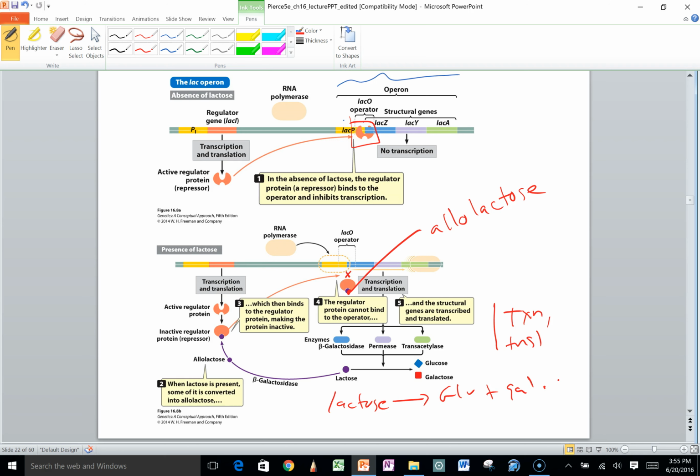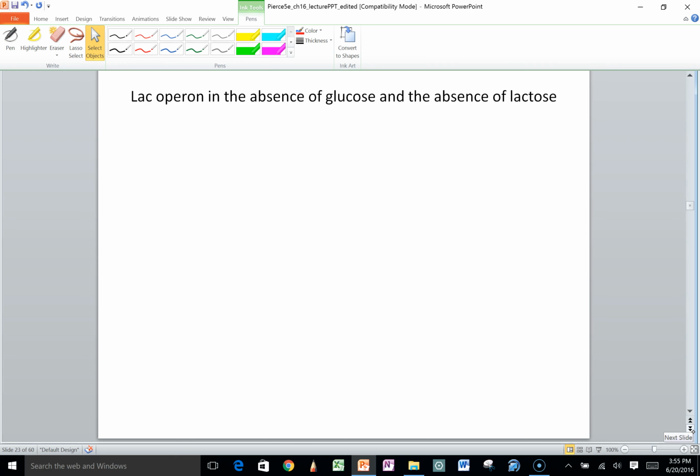That's like the most complicated diagram. So that's why it's good for you to just draw them out yourself. Lac operon in the absence of glucose and the absence of lactose. Now we haven't talked about glucose yet, so don't worry about that. But in the absence of glucose, RNA polymerase can bind.